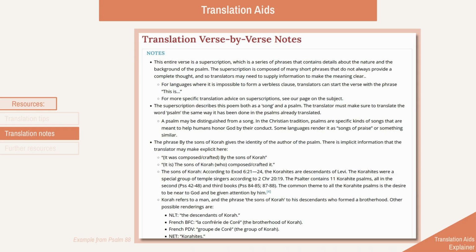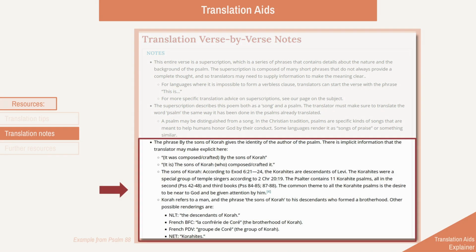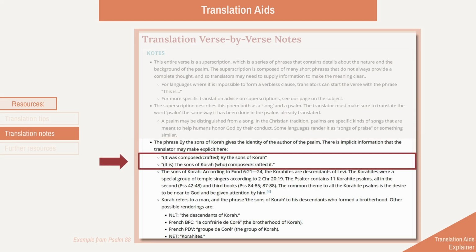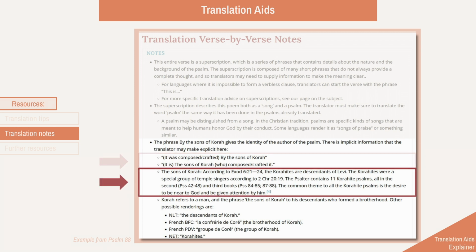Take, for example, this one on the phrase the sons of Korach. The notes explain implicit information that the translator may make explicit here, with implied information like, it was composed or crafted by the sons of Korach. Key background information on who these sons of Korach are, and other translation suggestions.